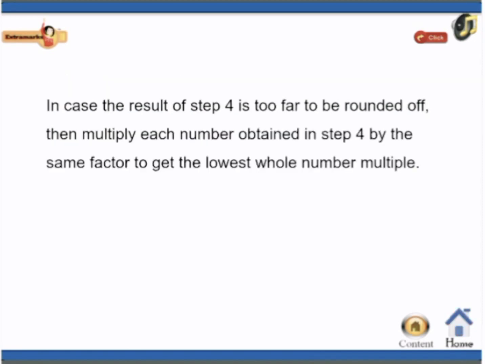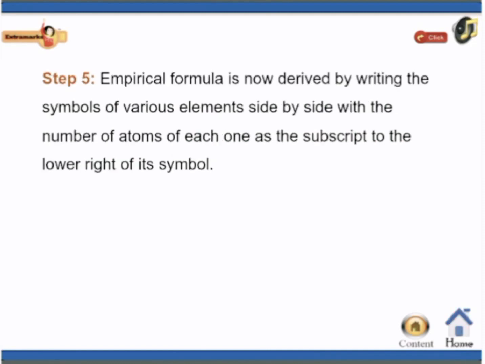In case the result of step 4 is too far to be rounded off, then multiply each number obtained in step 4 by the same factor to get the lowest whole number multiple. Step 5. Empirical formula is now derived by writing the symbols of various elements side by side with the number of atoms of each one as the subscript to the lower right of its symbol.